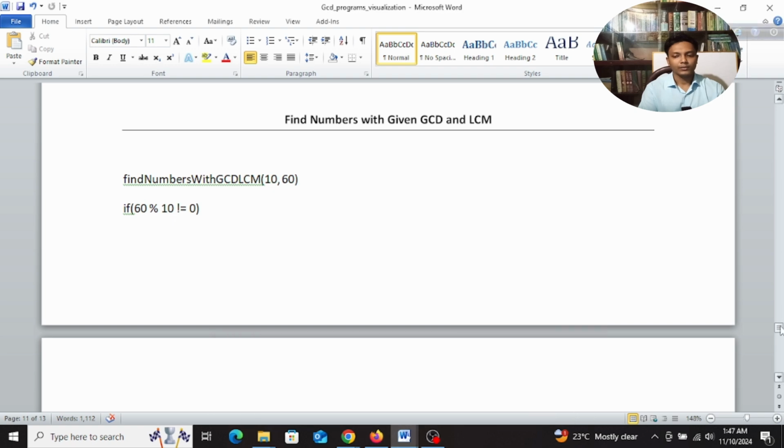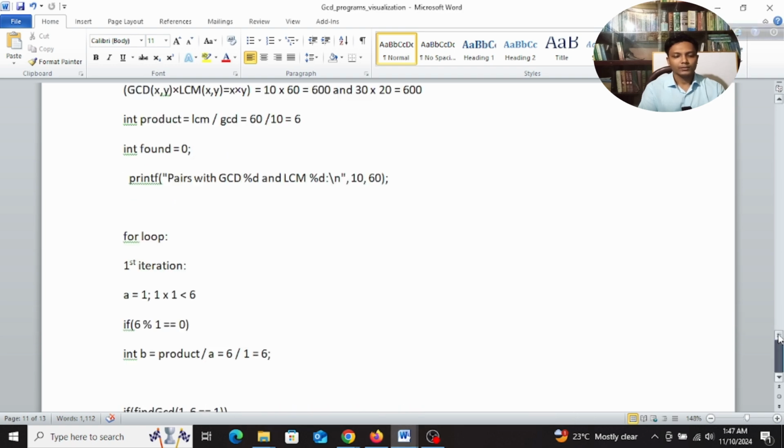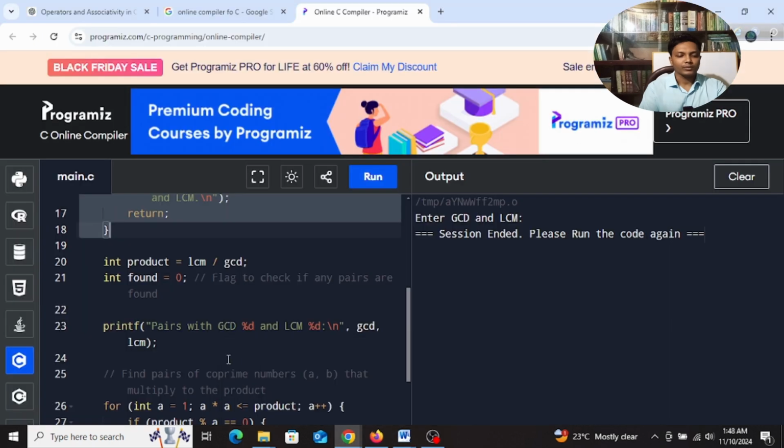Here we have product. Product is LCM divided by GCD, which is 60 by 10 equals 6. So we have an integer value found. We will see why we need found later. Then printf prints pairs with GCD and LCM, 10 and 60. If you see the program, it prints pairs with GCD 10 and LCM 60. So this will give us the pair here.